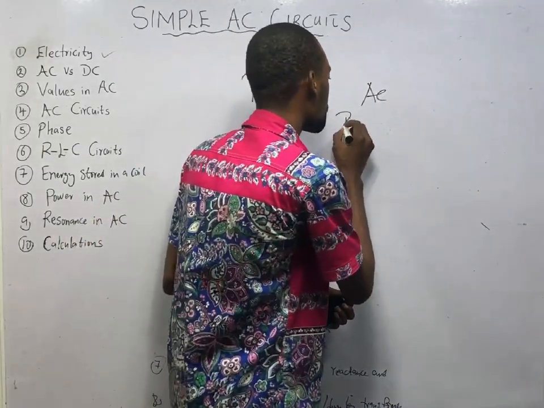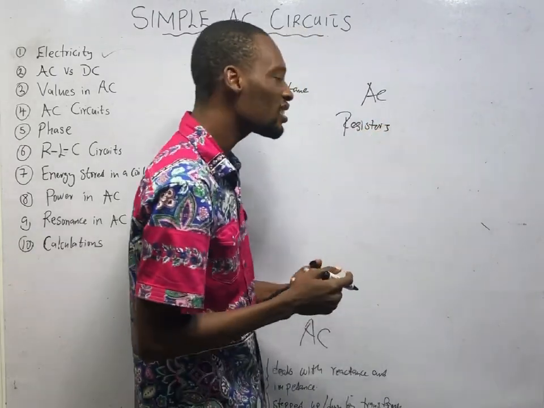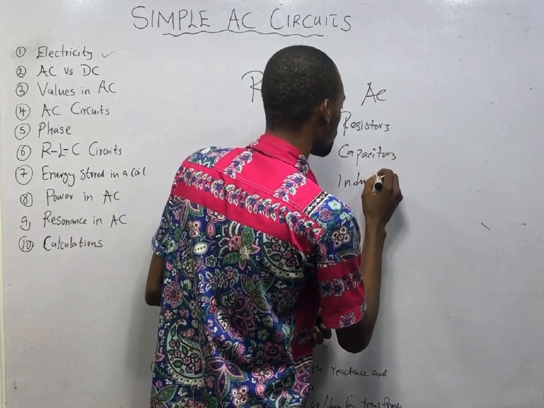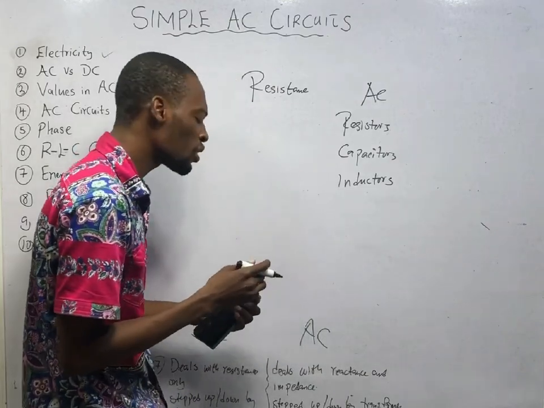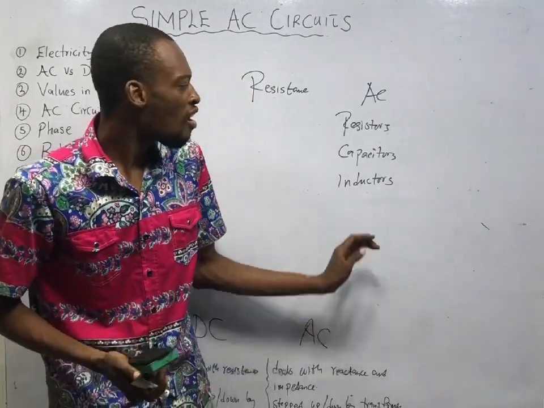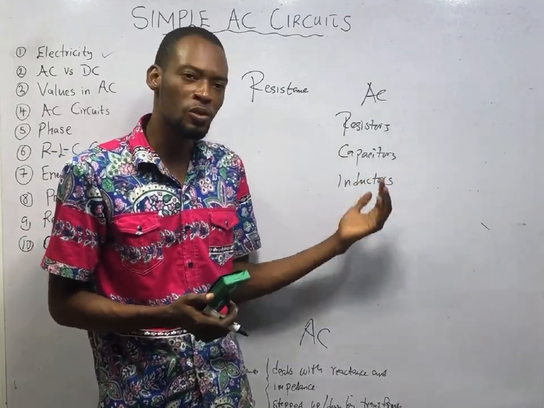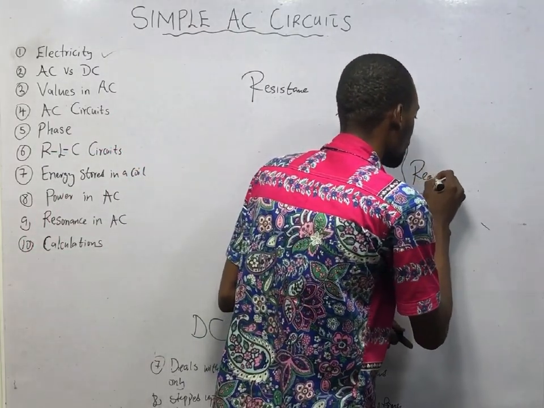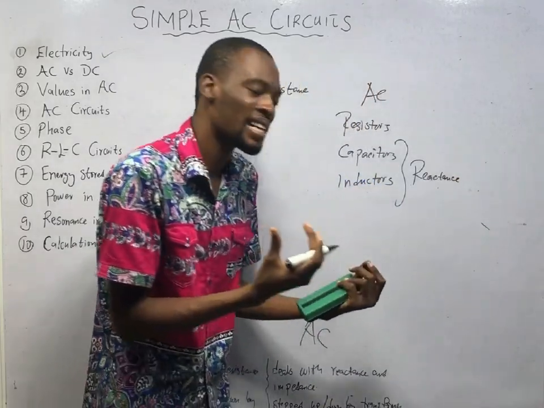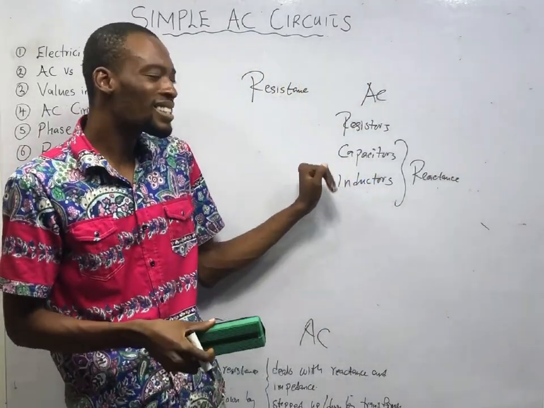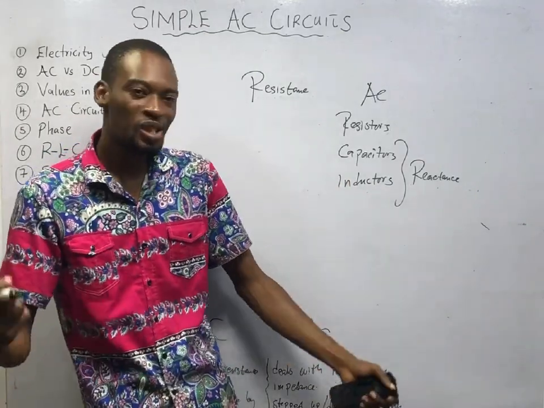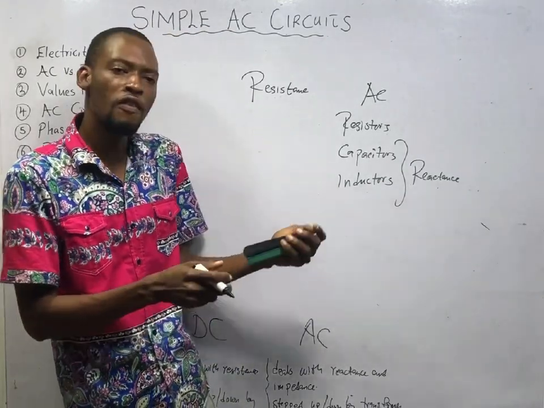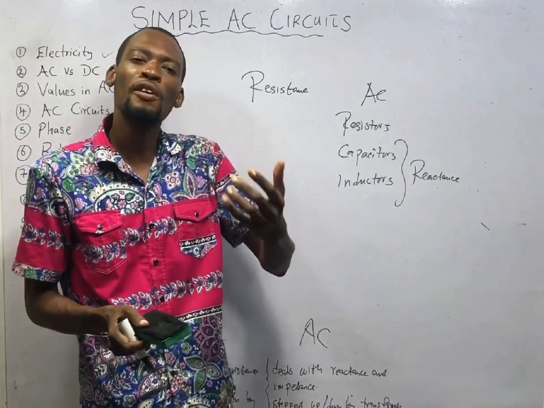In fact, you see resistors opposing current, you see capacitors, and you see inductors. So the opposition to the flow of current offered by capacitors only, or by inductors only, or by capacitors and inductors is referred to as reactance. So you have capacitive reactance or inductive reactance. So when capacitors or inductors oppose the flow of current, it is referred to as reactance. When resistors oppose the flow of current, it is referred to as resistance.